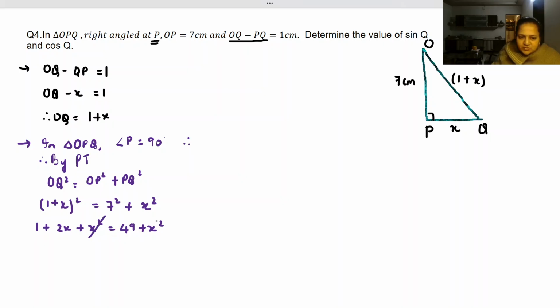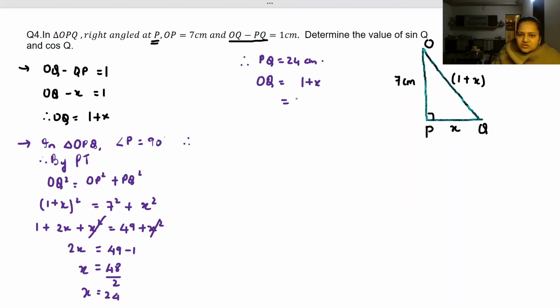We can cancel out x square. We are left with 2x is 49 minus 1, which is 48 by 2 is x. Hence, x is 24. So we found the sides. We'll write it therefore. PQ is 24 centimeters and OQ is 1 plus x, which is 1 plus 24, 25 centimeters. So we got this as 25 centimeters and x as 24 centimeters.